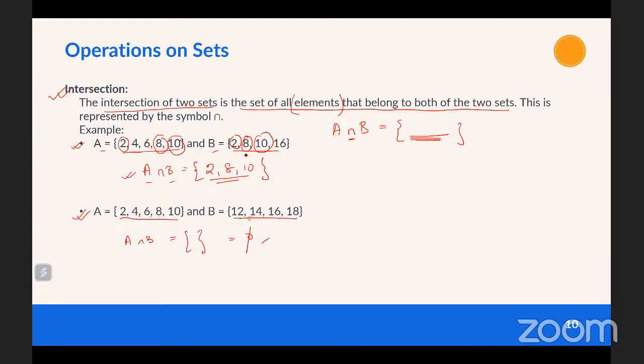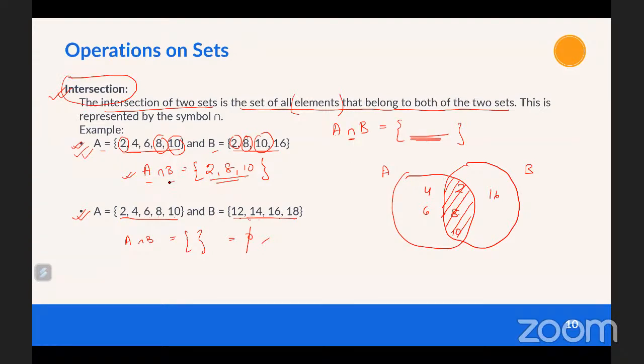So if we draw a Venn diagram of this example, the set A will have 2, 8, 10, 4, and 6, and the set B will have 2, 8, 10, and 16. So you see this 2, 8, 10 is present in A as well as in B. So in the Venn diagram, this region, which is the overlapping between the circles of set A and set B, represents the intersection of both the sets, right? You can see here also, the elements are 2, 8, and 10. So this region represents intersection.